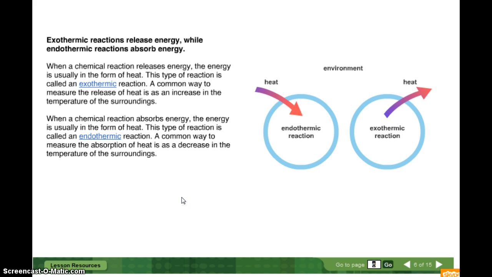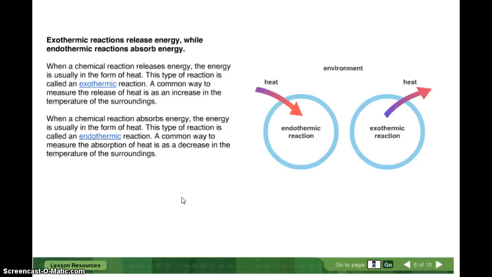Exothermic reactions release energy, while endothermic reactions absorb energy. When a chemical reaction releases energy, the energy is usually in the form of heat. This type of reaction is called an exothermic reaction. A common way to measure the release of heat is as an increase in the temperature of the surroundings.